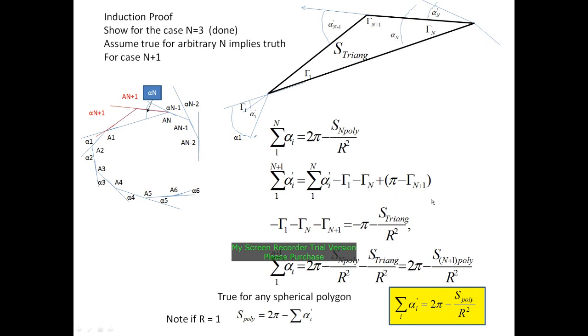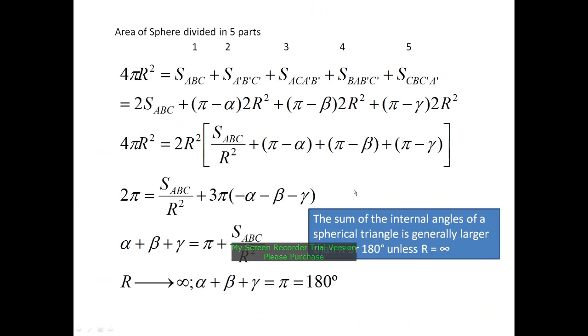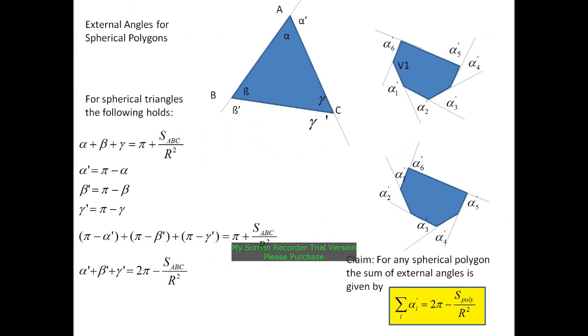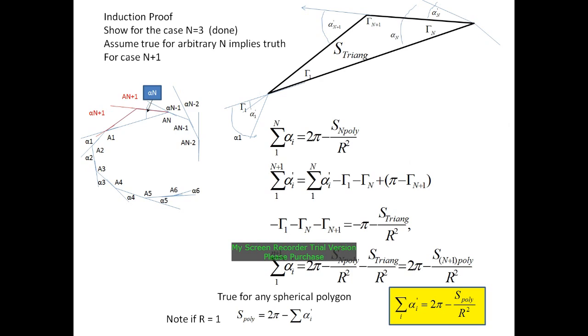Okay. So if we want to solve, we can get an expression for this. This is just minus what we started out with here. That's just minus pi minus gamma 1 minus gamma n plus 1. That's what we showed at the beginning. It's just minus pi minus the area of this new triangle that we added on, divided by r squared.